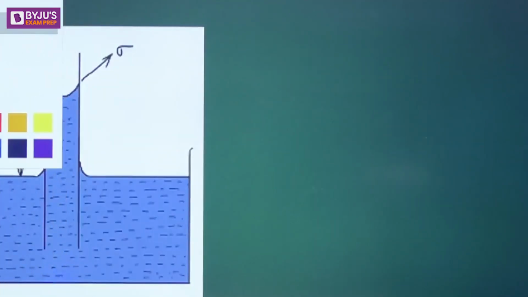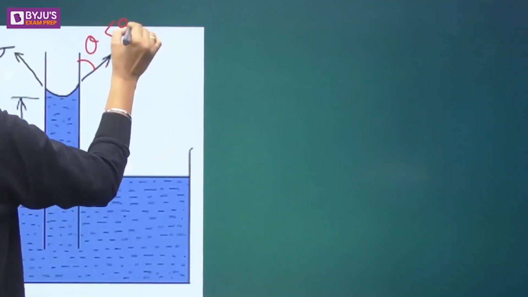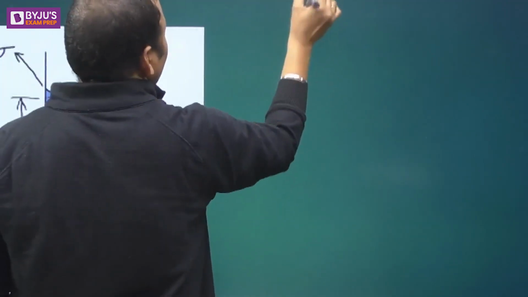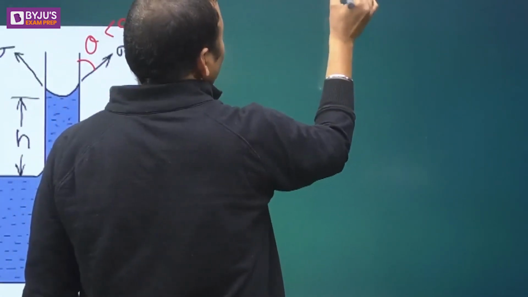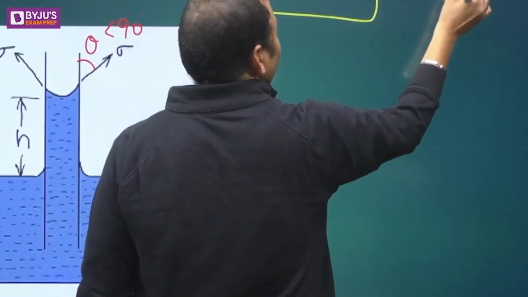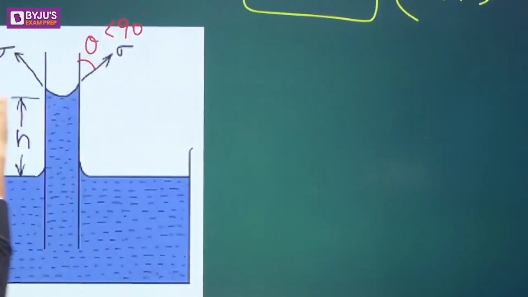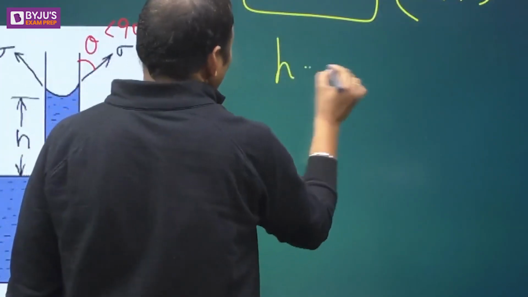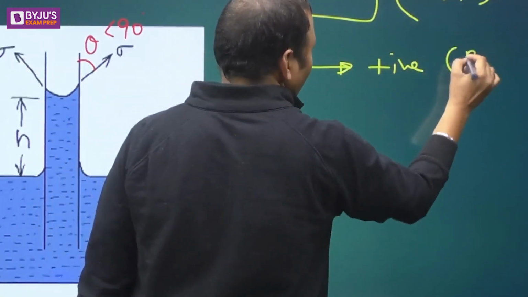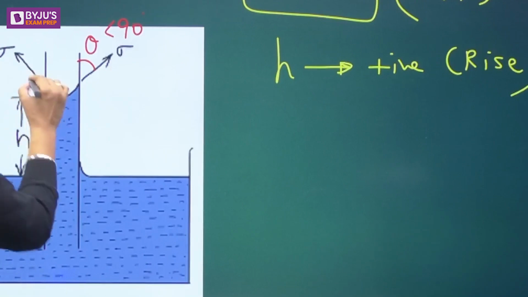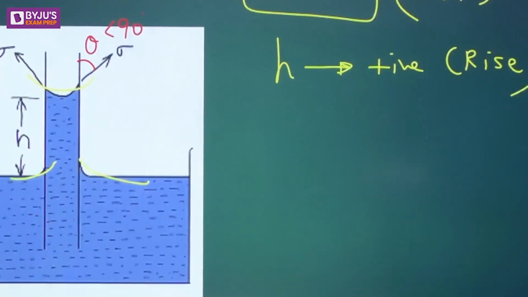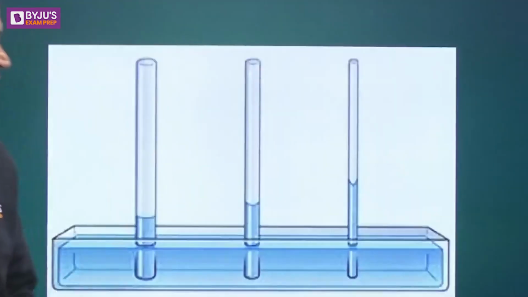Now for rise, if the fluid rises, then theta will be less than 90 degree. If theta is less than 90 degree, then it is first quadrant, cos theta will be positive. And if cos theta is positive, H will be positive. If H is positive, then there is a capillary rise. So theta will decide whether it will rise or fall. So when theta, the contact angle, is less than 90 degree, or if it is a concave meniscus like this, then there will be a rise of the liquid in the tube.